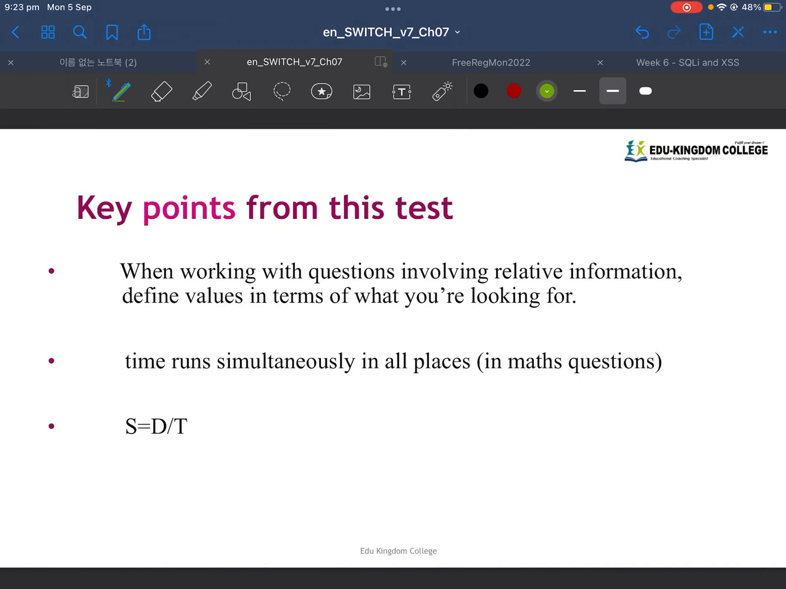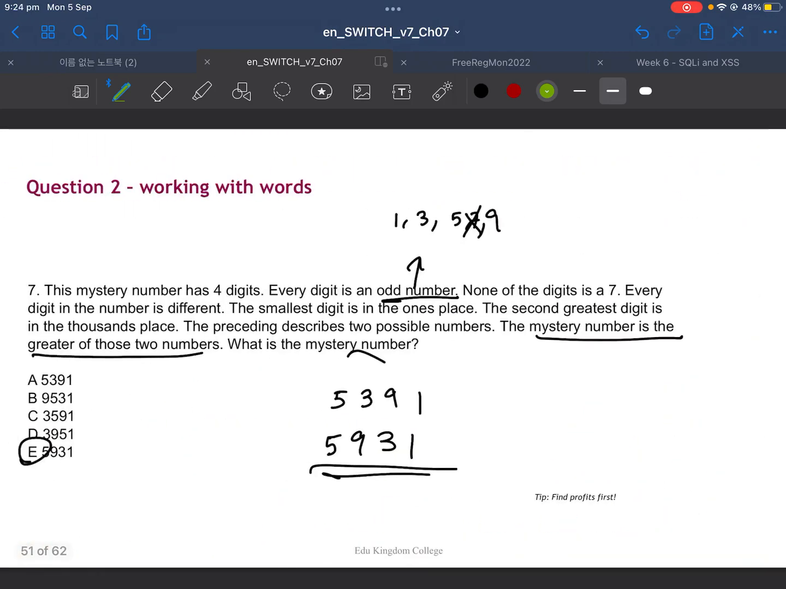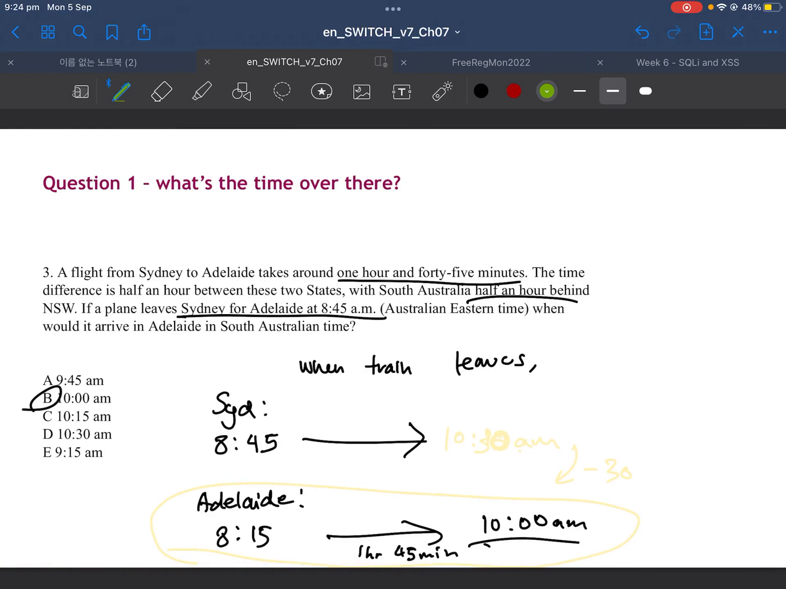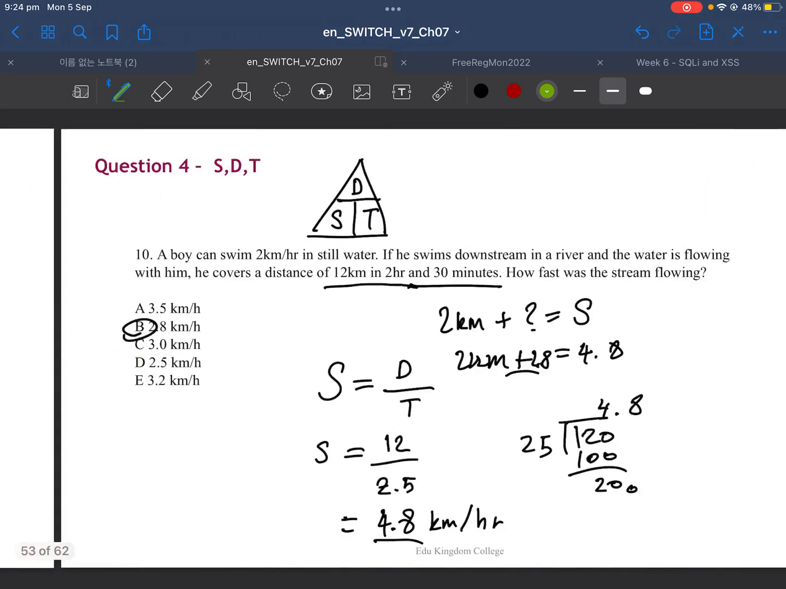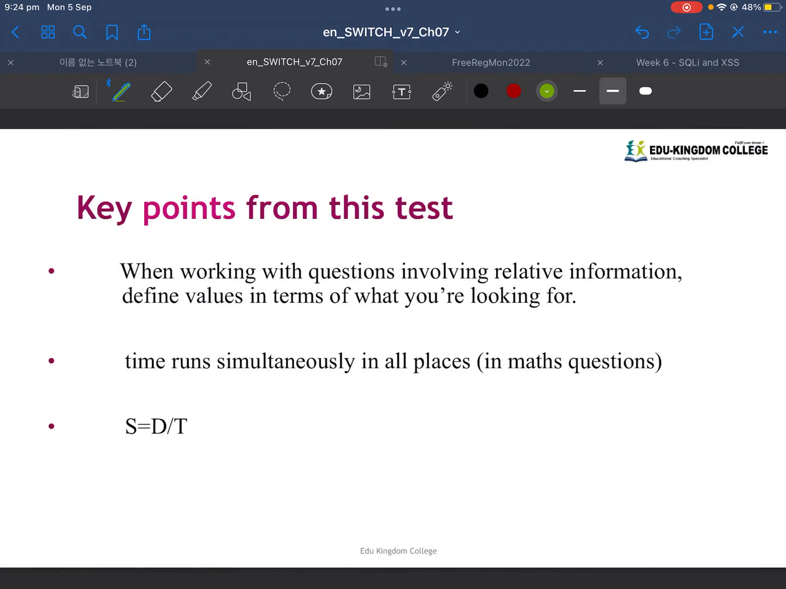So when working with relative information, make sure you've defined values in terms of what you're looking for. All right, point number 2. Time runs simultaneously in all places in maths questions. Let's have a look. In this question, you remember that Sydney and Adelaide both show a different time, but even though they indicate different times on the clock, the flow of time in these places is the same. So an hour and 30 in Sydney is the same as an hour and 30 in Adelaide. So you can equally add an hour and 45 minutes onto whatever time you're looking at. So don't get confused with that. The flow of time is the same. So time runs simultaneously in all places.